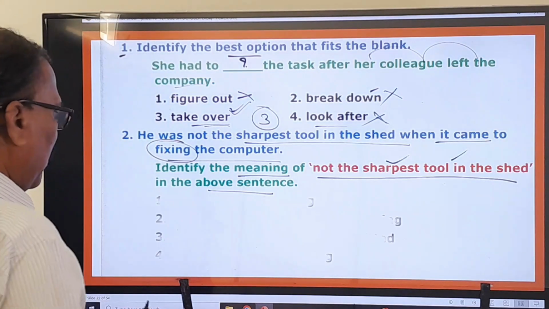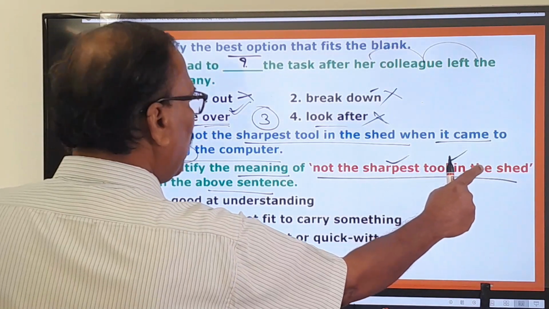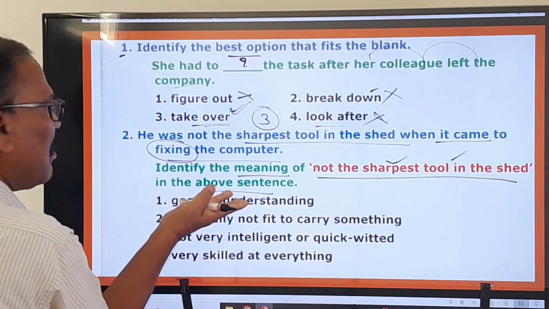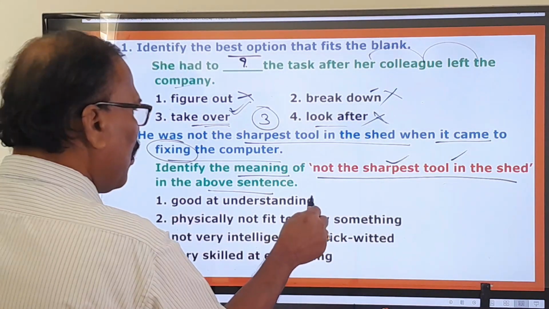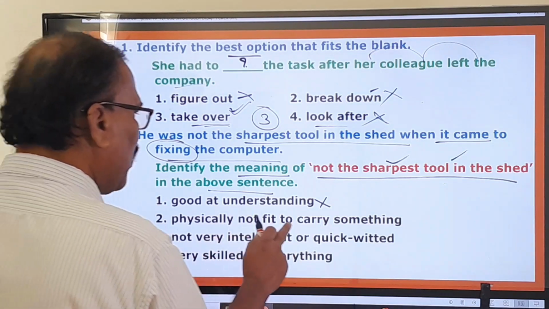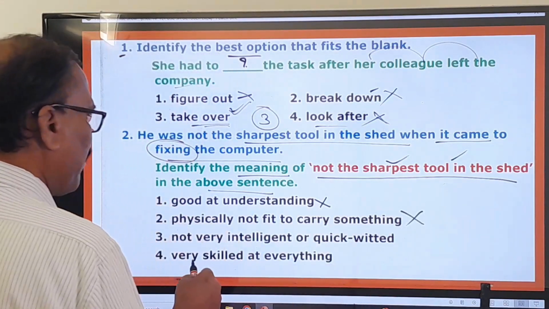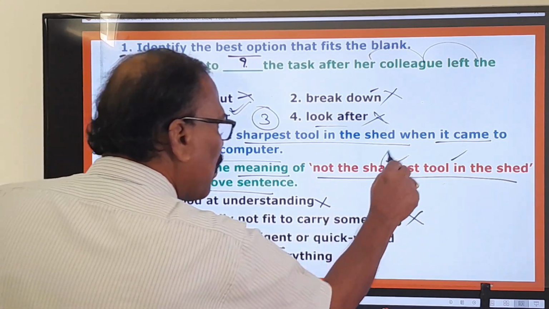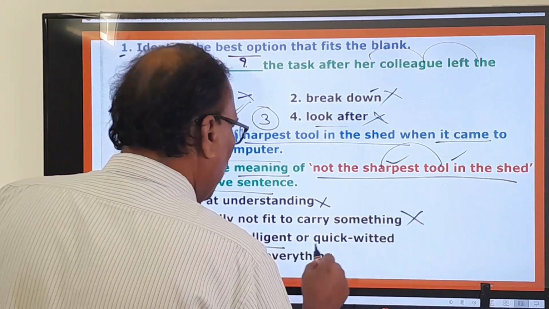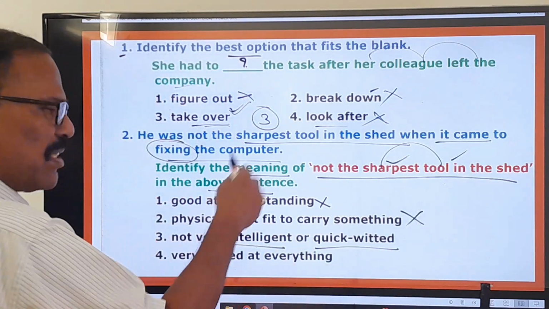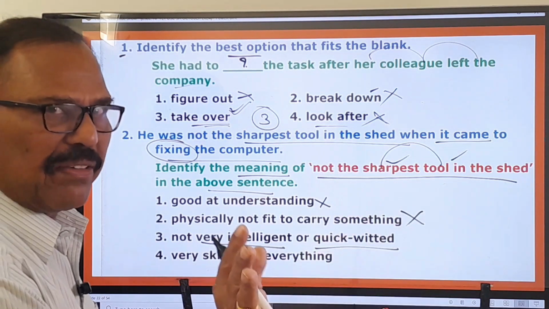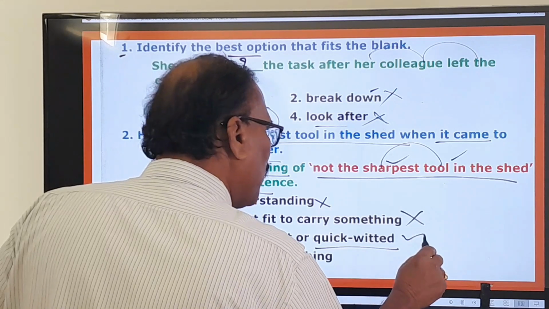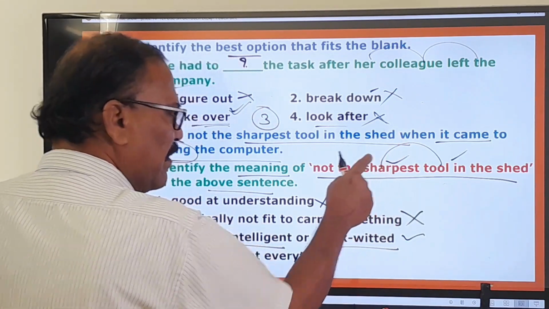What are the options given here? He was not the sharpest tool in the shed when it came to fixing the computer means good at understanding? No. Physically not fit to carry something? No. Not the sharpest tool means not very intelligent. Sharpest tool means very intelligent or quick-witted. Shed means in that group or in that company. That is the meaning. So here, not very intelligent or quick-witted. This is the only correct meaning of this idiom.